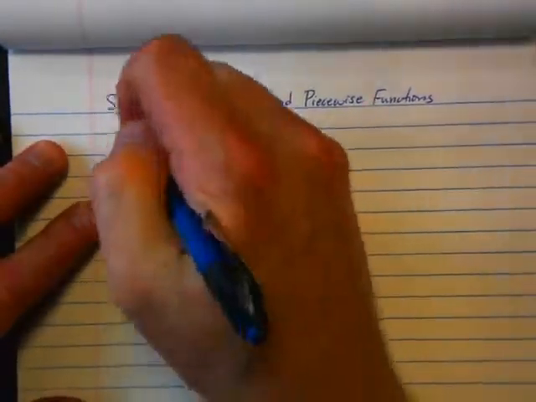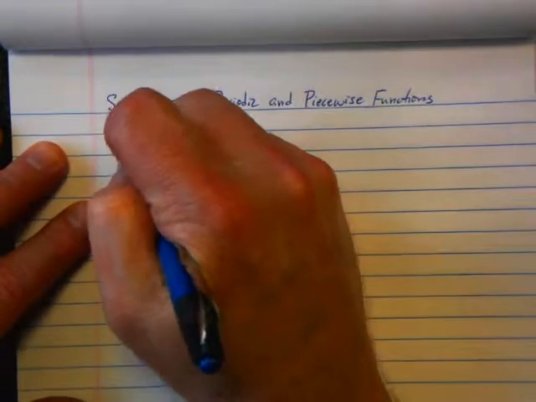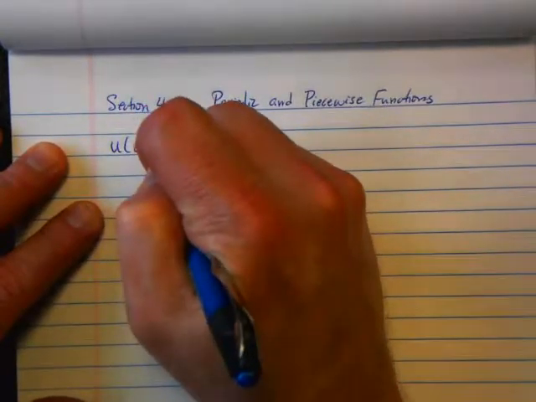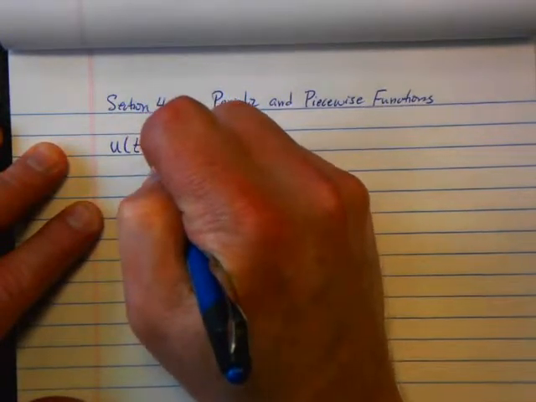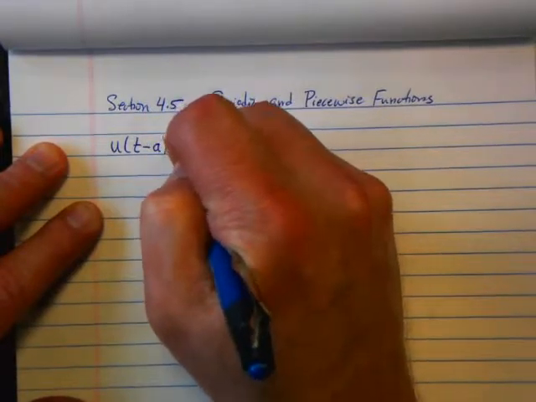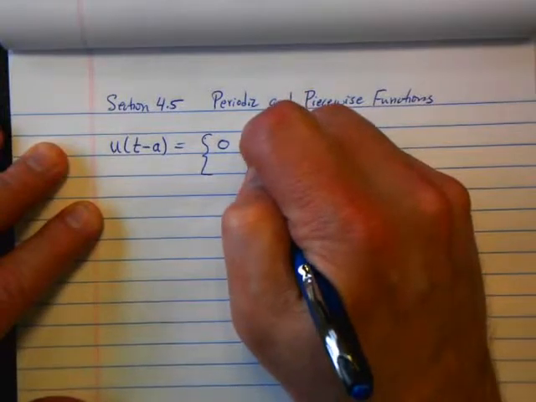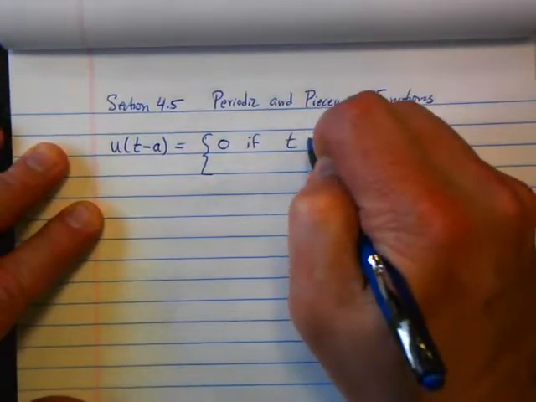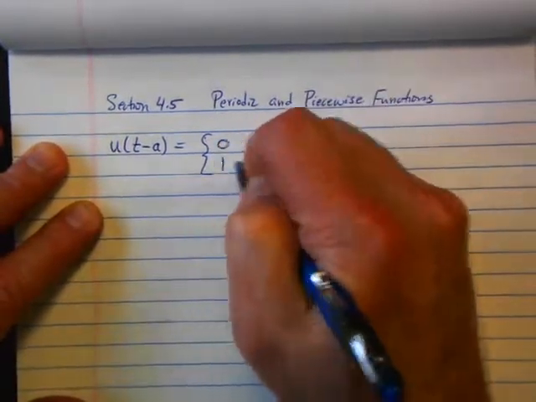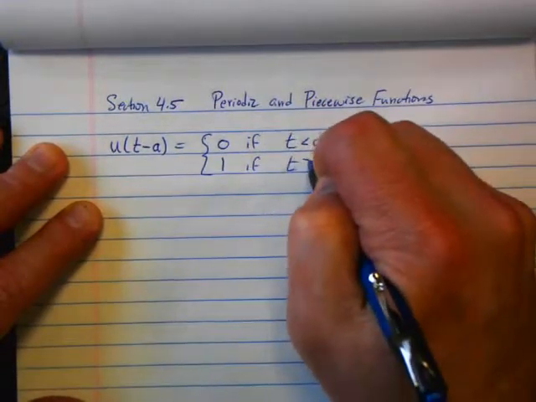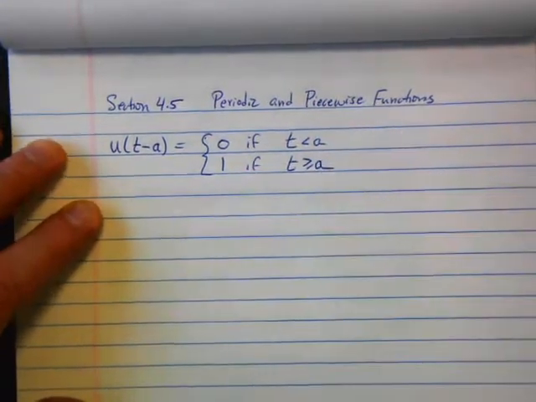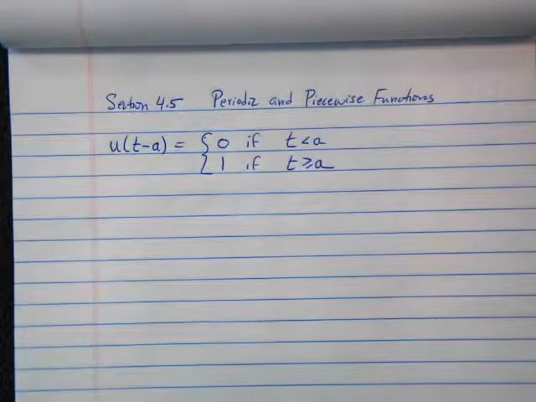Okay, we're going to define a function u of t minus a to be this function. It's 0 if t is less than a, but it's 1 if t is greater than or equal to a. So what can you tell me about that function?